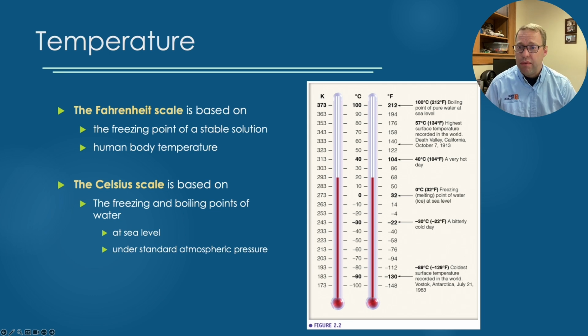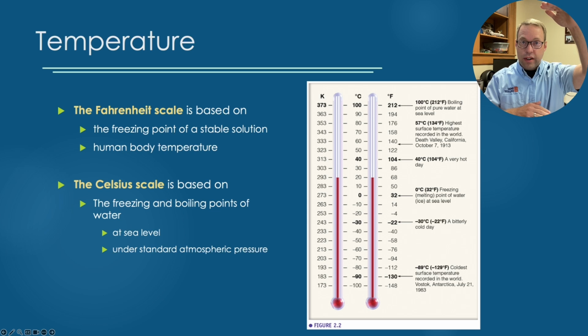It's actually pretty reliable. But we don't really use this alcohol saline solution much at all in the real world. What we deal with all the time is water. And so we created the Celsius scale, which is based on water. 0 is the freezing point of water, and 100 is the boiling point of water. There is one problem to this. It's not a big problem, but it is a problem.